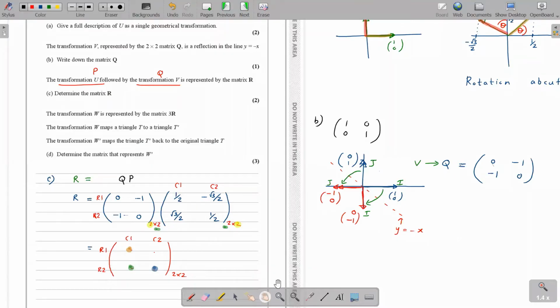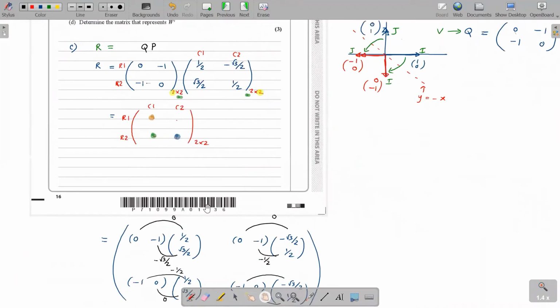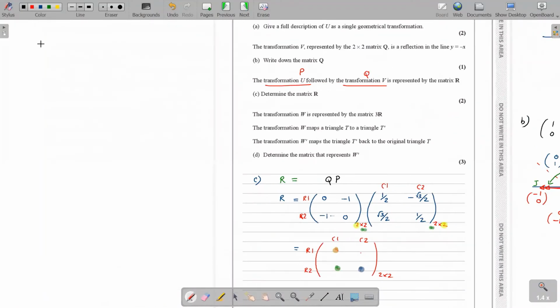What do you think we need to do here? First of all, the transformation W is represented by the matrix 3R. Can you all get me the 3R matrix first of all? 3R is 3 times the R matrix. We just found R, right? Who is it? Please read out the coordinates. Minus √3/2, minus 1/2, plus √3/2.